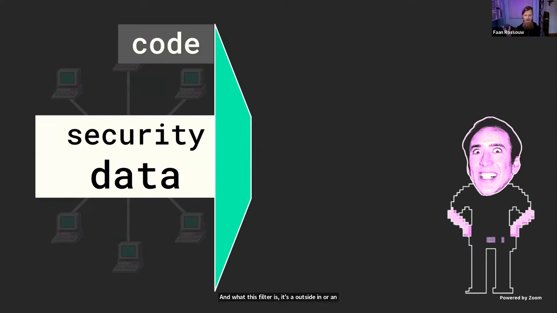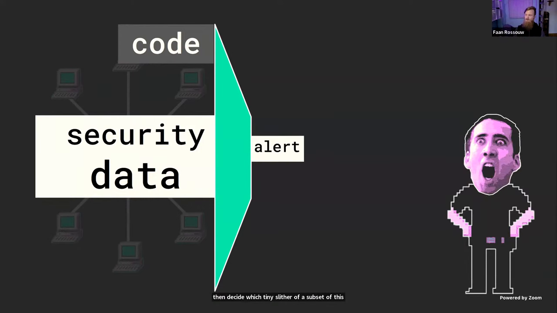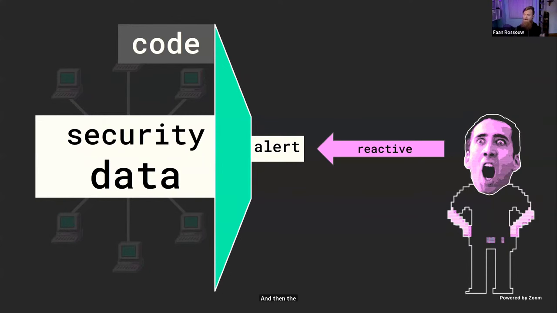You can think of it as an algorithm or software. But at the end of the day, it's an external artifact. It's something outside of the security operator themselves. And it receives all the security data. Then, based on its own internal logic and rules, it will decide which tiny sliver of a subset of this total amount of security data to present to the SOC analyst. And of course, we know it's presented as alerts. And then the SOC analyst really does one thing mainly, and that is they react to the alerts.